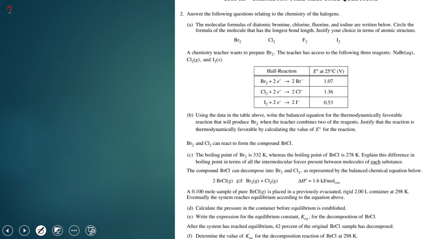Number D. Alright, so it says calculate the pressure in the container before equilibrium is established. We're given a 0.1 mole sample of pure BrCl, and it's put in a 2-liter container at 298 Kelvin. Alright, so how do we do something like this? Well, ideal gas law is going to be our best friend in this case. So what is the ideal gas law? Well, PV is equal to nRT. So we're solving for P.